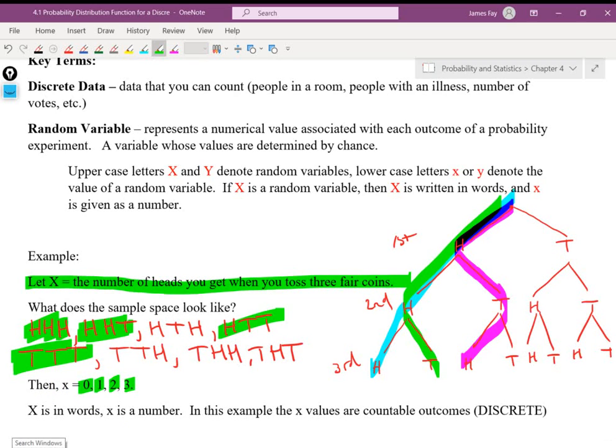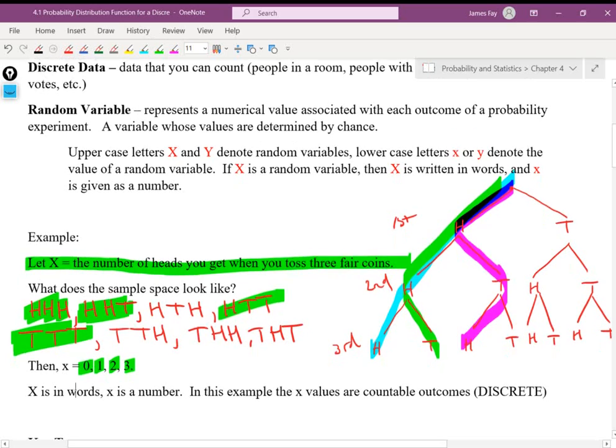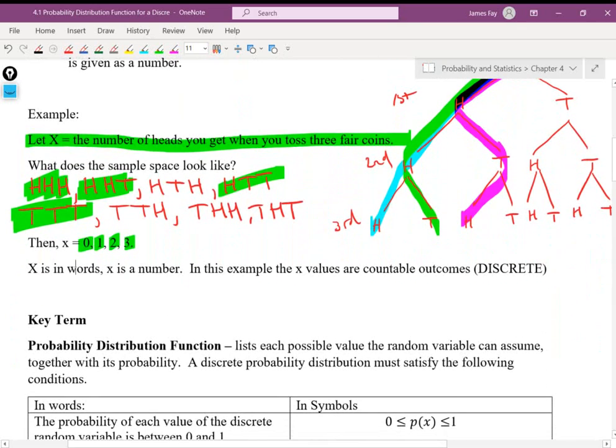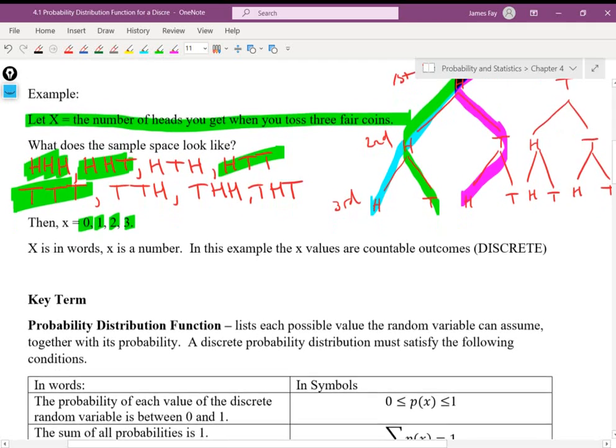So if you were to do this experiment over and over and over again, the different types of outcomes you could get with this random variable: you could get 0 heads, 1 head, 2 heads, or 3 heads. Okay, so it says X is in words and lowercase x is in numbers. In this example, X values are countable, meaning they're discrete: 0, 1, 2, 3. How many heads you have is a discrete random variable here.